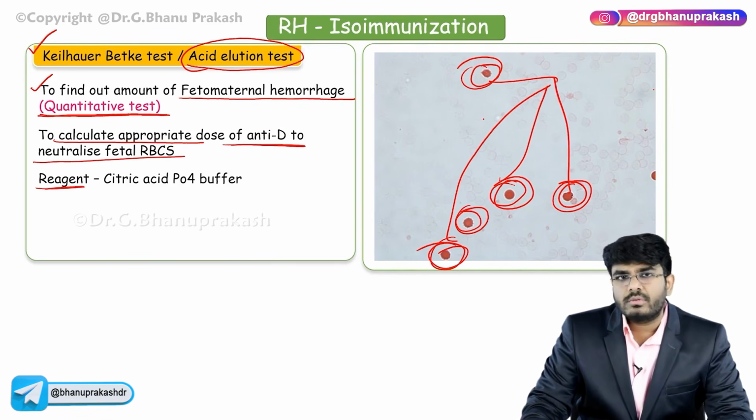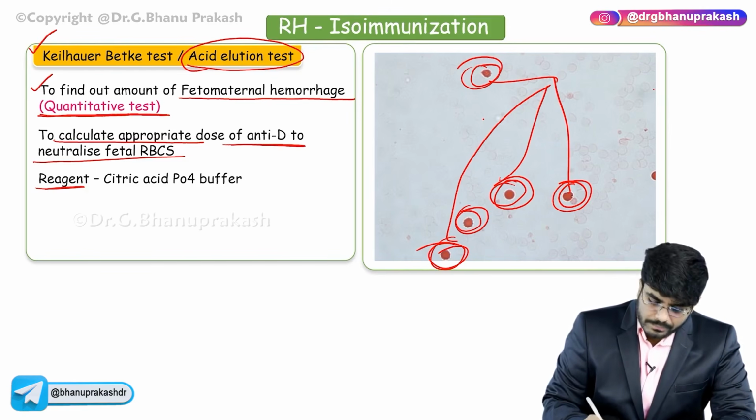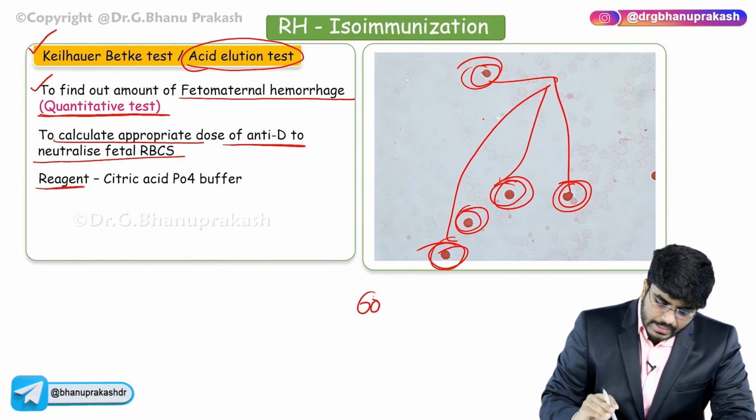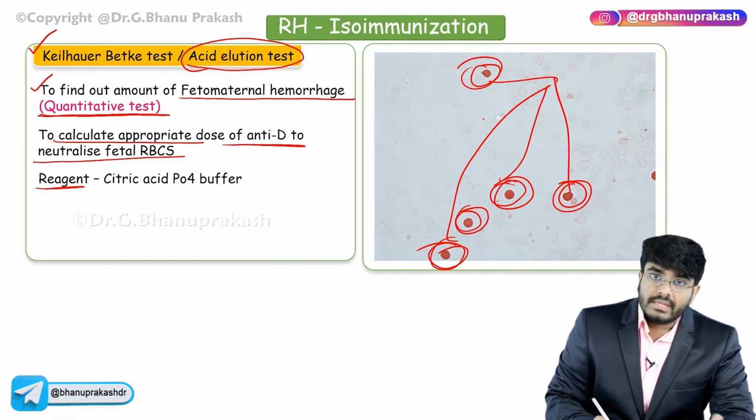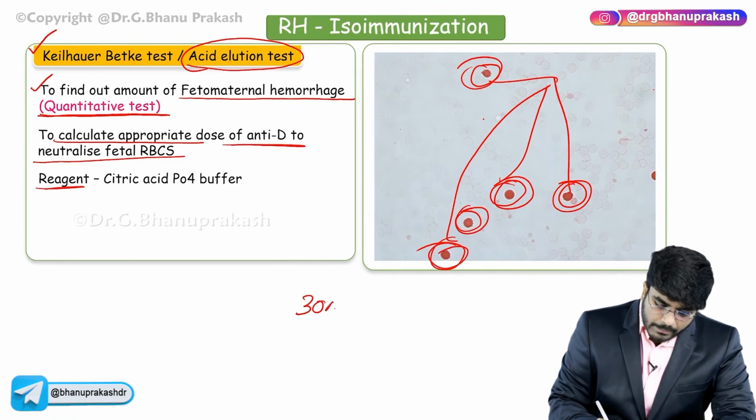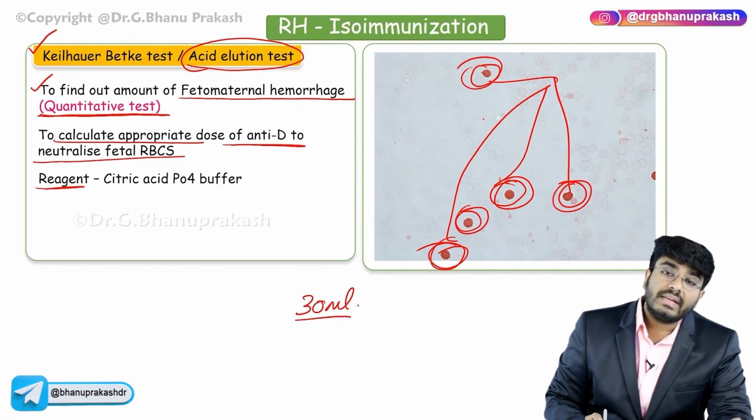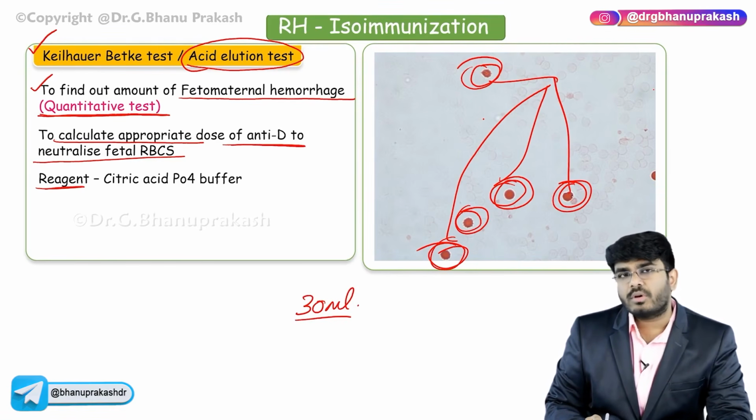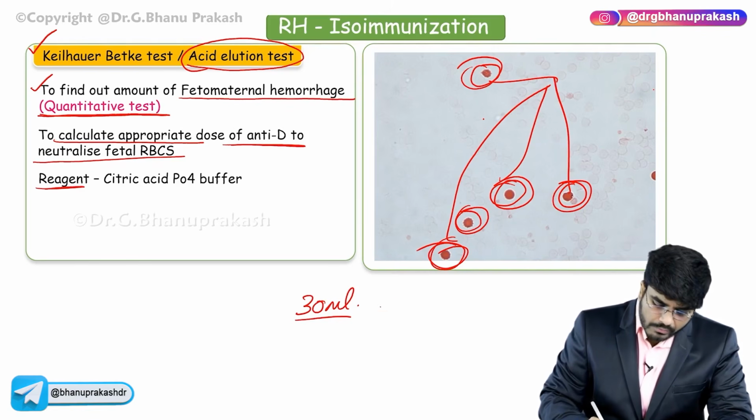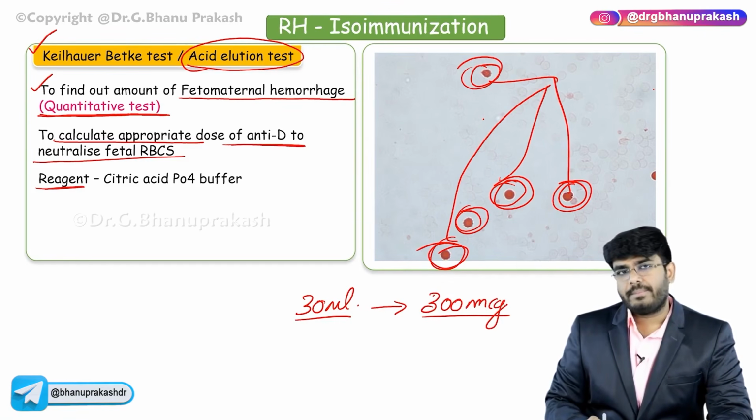See, what I am trying to say here is, for example, by doing this Kleihauer-Betke test, at the end you came to know that 30 ml of feto-maternal hemorrhage has happened. 30 ml of fetal blood has entered into maternal circulation. We all know, to neutralize 30 ml, how much anti-D should we give? We have to give 300 micrograms of anti-D.